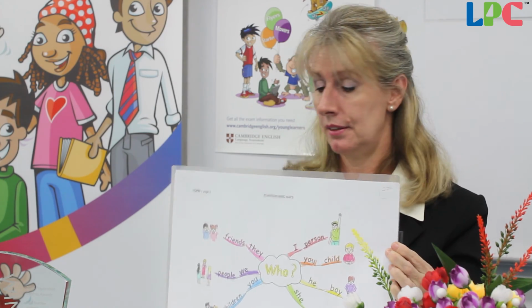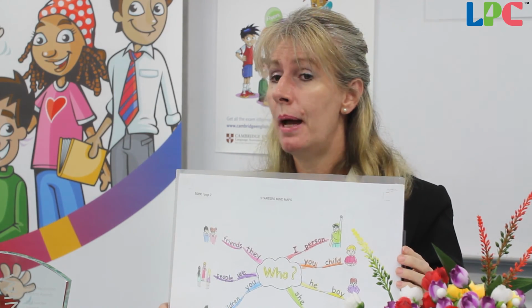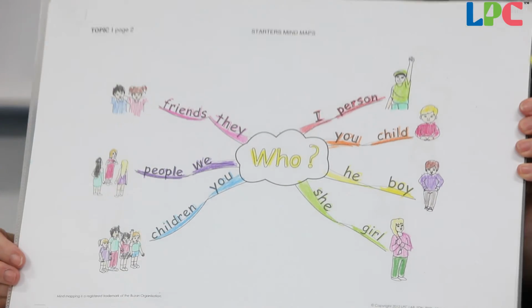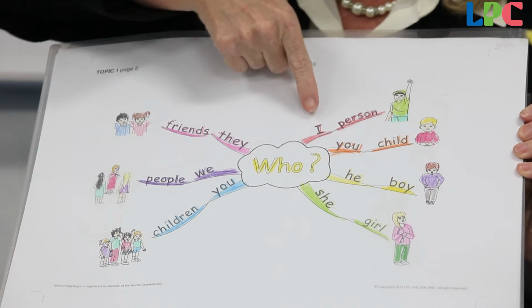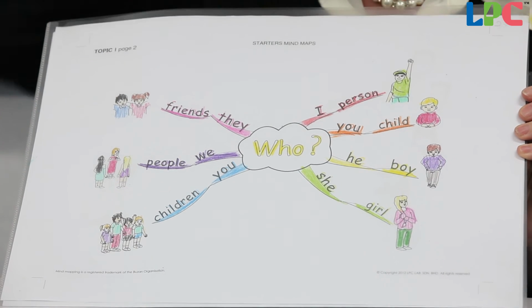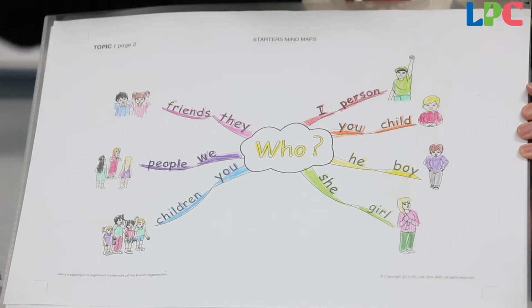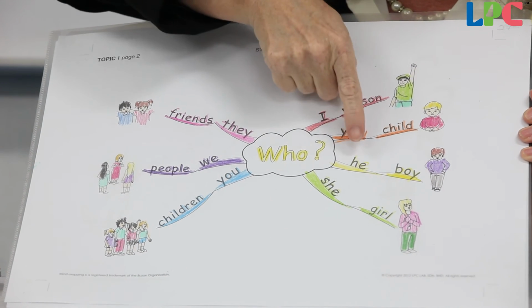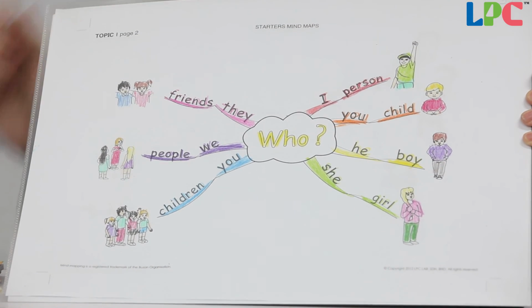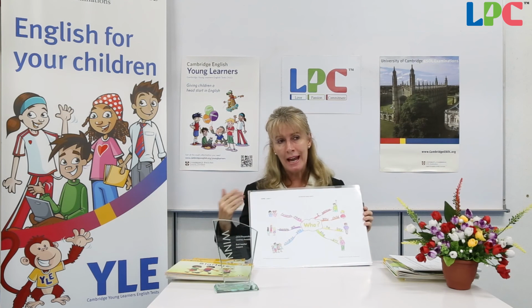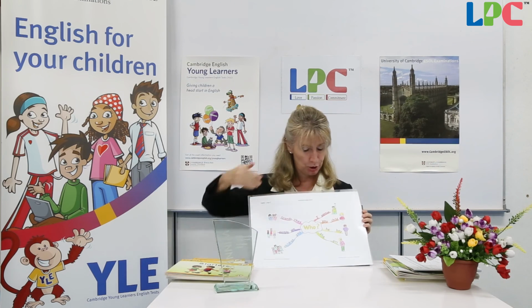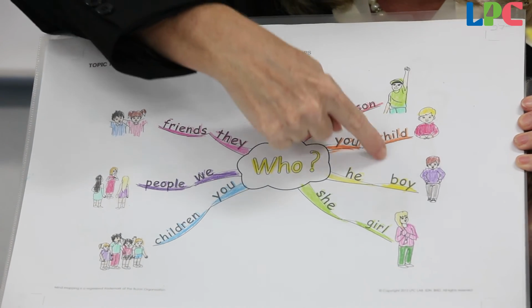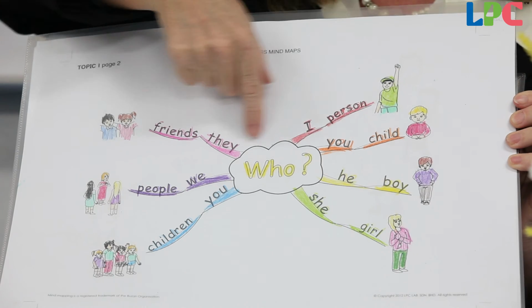And this is a mind map from topic 1. Take a look. I, person. So this will be I am a person. You, child. You are a child. He, boy. He is a boy. So the connection is there. Again, remember, the mind map shows keywords and pictures, and then the connection between the two.